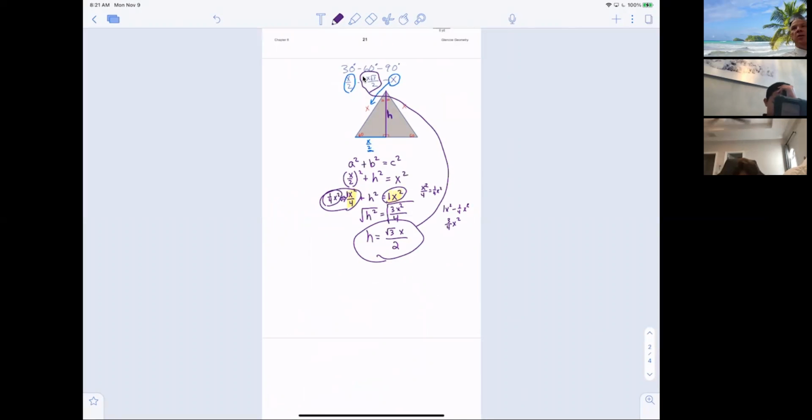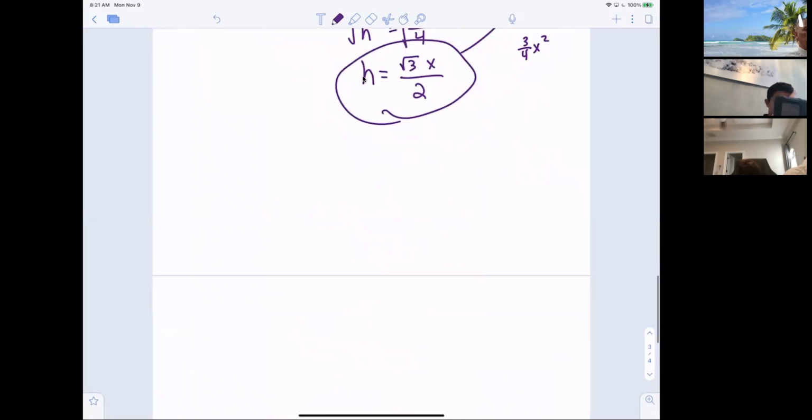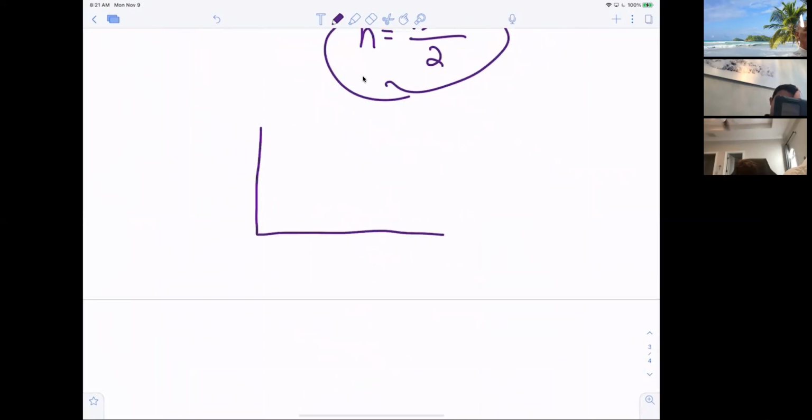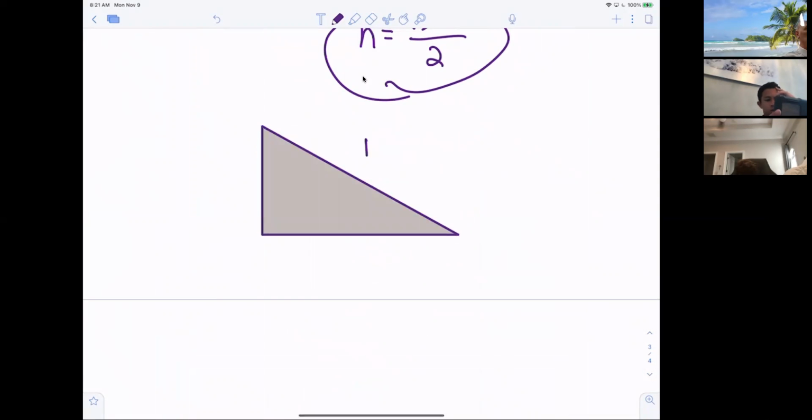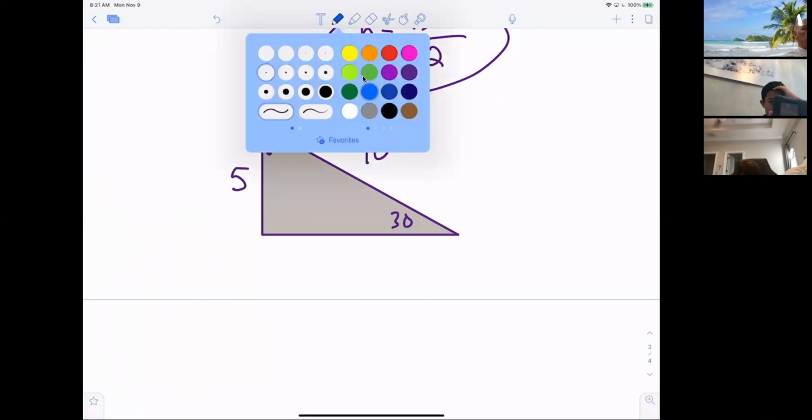That just means on a 30, 60, 90 triangle, you need how many sides? 1. All right, so for example, let's do this. I'm going to make a 30, 60, 90 triangle. Right, if I said this was 10, and this was 30, and this was 60, opposite of the 30 is always half the hypotenuse. So what's the short side going to be? 5.